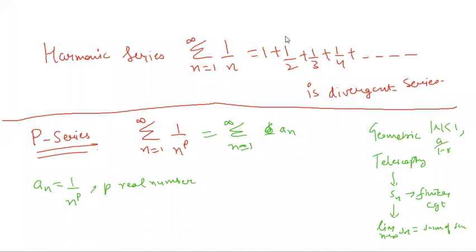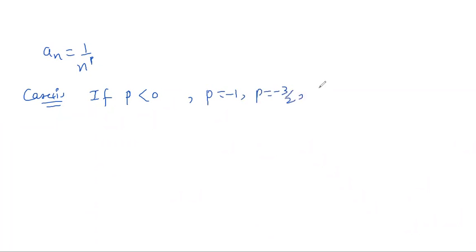According to the tests we have studied so far, if you try to apply them, firstly we will segregate according to the values of P. Let me move to the next page. So this is the series under consideration, 1 by n raised to power P. One thing is clear, say P is negative. P negative means, for example, P is minus 1, minus 3 by 2, minus 10. Whatever negative real number it can be, fraction, decimal, or integer.